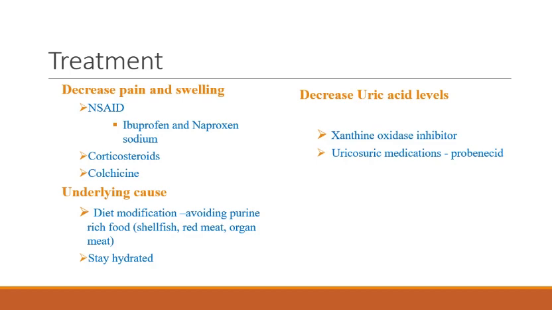Allopurinol is a competitive inhibitor of xanthine oxidase, thereby decreasing the formation of uric acid. Xanthine and hypoxanthine are more soluble, so both are excreted more easily. And the final one is uricosuric medications like probenecid, which increase excretion of uric acid by the kidneys.